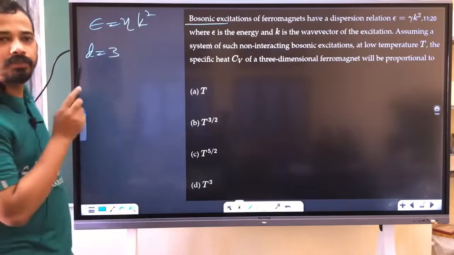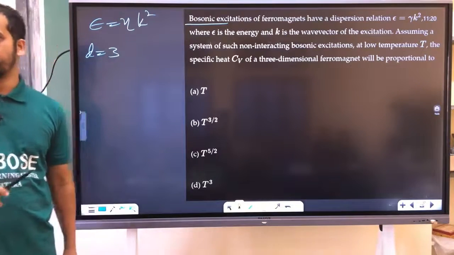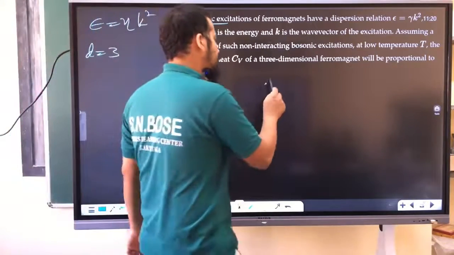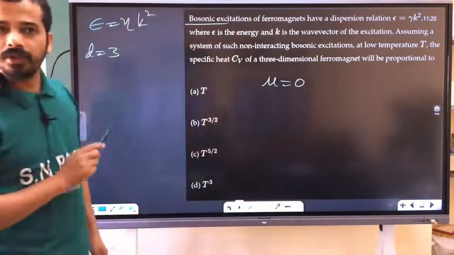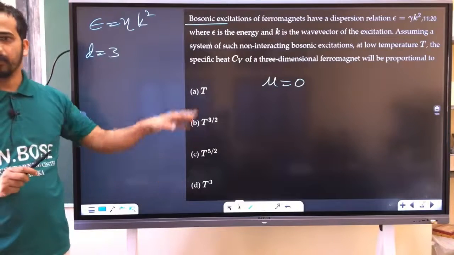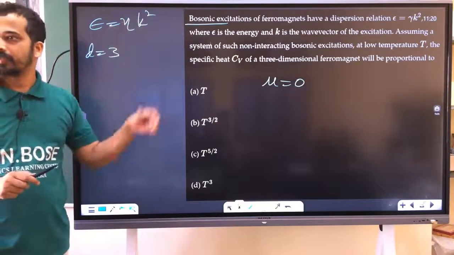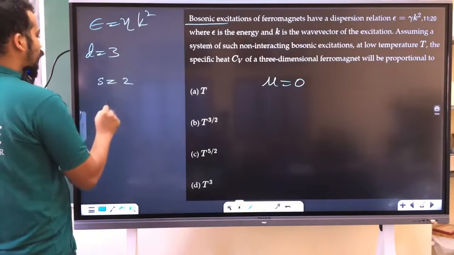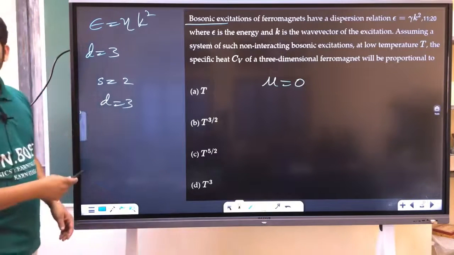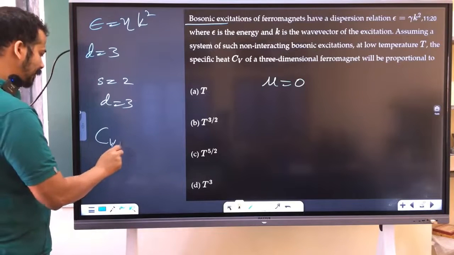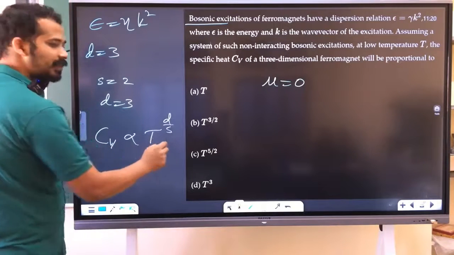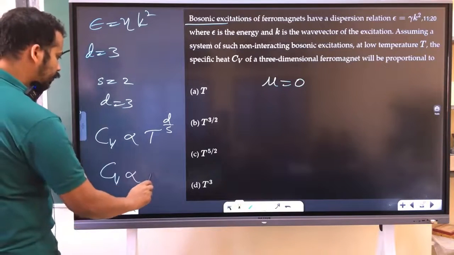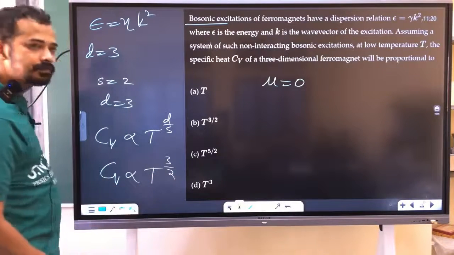The thing that he didn't mention is that bosonic means mu equal to 0. You should take mu equal to 0, otherwise you can't do that Debye theory. In one of the CSIR questions, they carefully mentioned it's a bosonic with mu equal to 0. Then only it will follow phonon or photon statistics. Now S is equal to 2, D is equal to 3. We did that general theory: specific heat is proportional to T power D by S. Here it helps: specific heat proportional to T power 3 by 2.